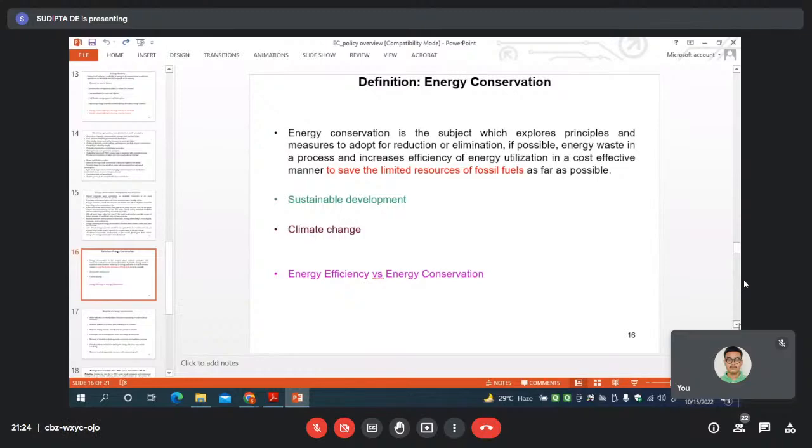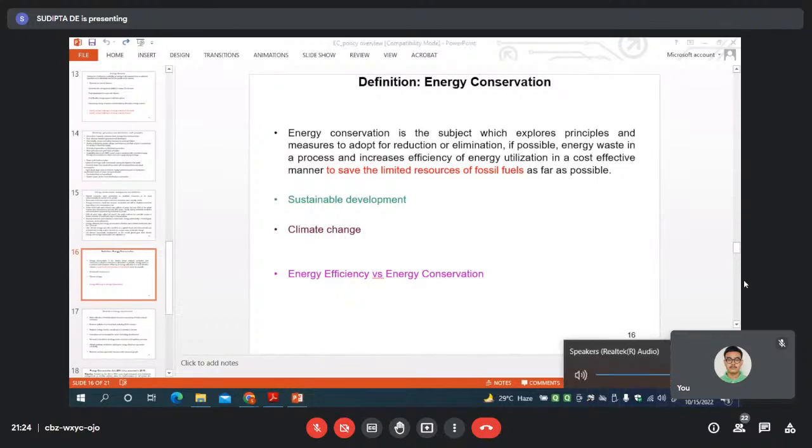Now, the last important aspect is energy efficiency versus energy conservation. This is very important to understand. Do you think these two are identical or they are different? Any response from the class? One term is energy efficiency, another term is energy conservation. Do you think these two things are absolutely identical, or they are a little bit different but linked? No response. Sir, energy efficiency. Little bit louder, please.